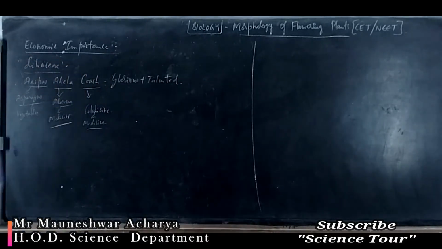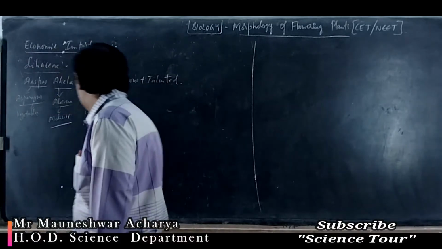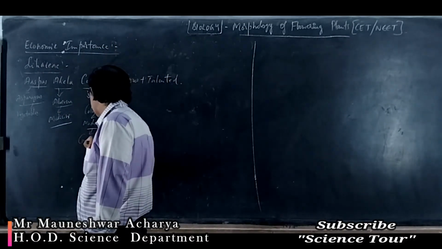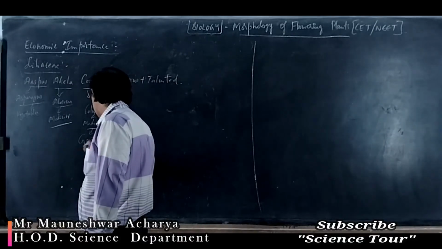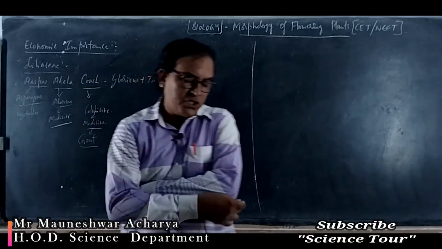Colchicine, correct? So what is the scientific name? Colchicum autumnale. It can be used for the treatment of a disease called gout. Gout means inflammation and swelling of the joints.